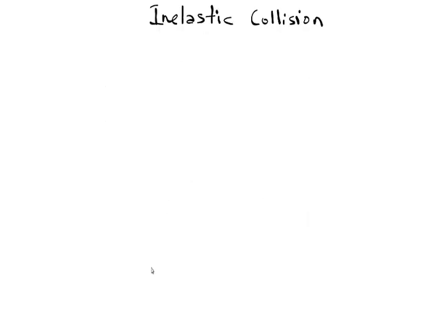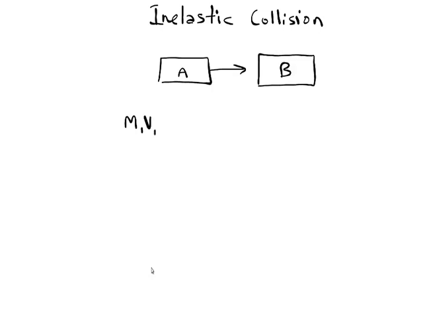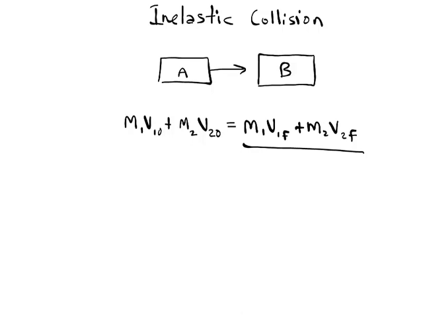Okay, the next special case we're going to look at is what's called an inelastic collision. That's when an object runs into another object, but instead of bouncing off, they stick. So they move together afterwards. If we write out our basic equation again, what happens in this equation is because the two objects move together at the end, they share a common velocity. In other words, there's no v1 final and no v2 final. There's just v final.